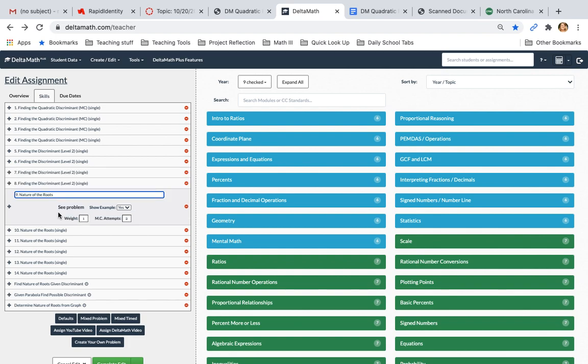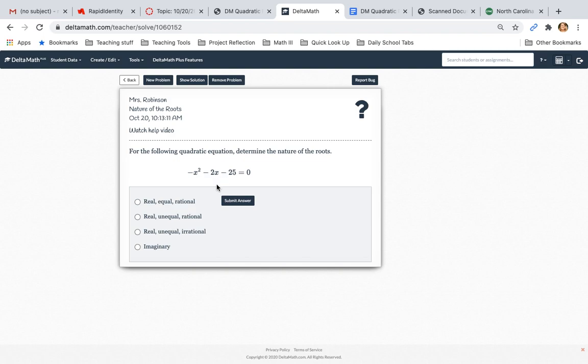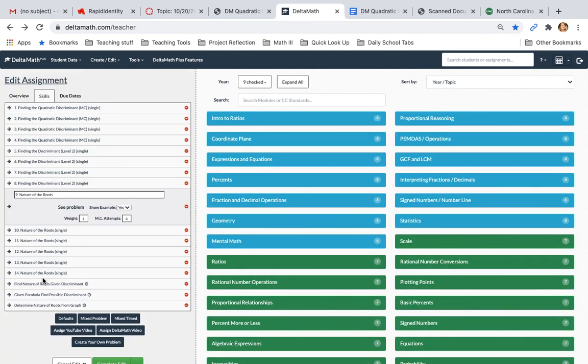Notice for numbers 9 through 14, after you find the discriminant, you then have to tell me what kind of roots you do have. Interesting. So that means you will need to fill out the table and then just come back and choose your nature of root. And that's it. They're not hard. And then you actually have something timed here.